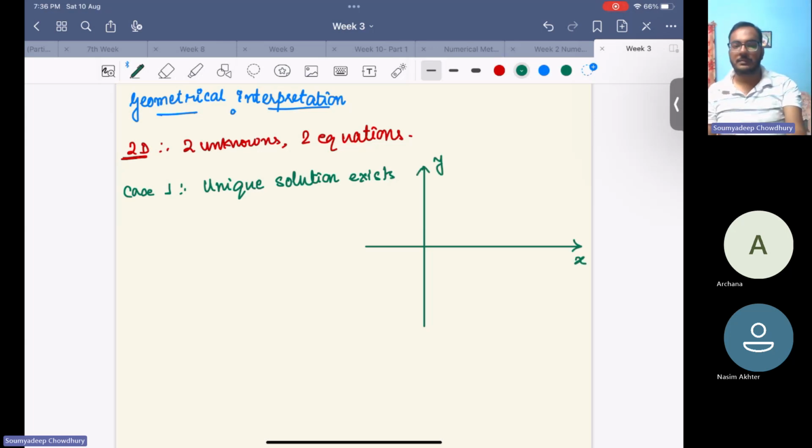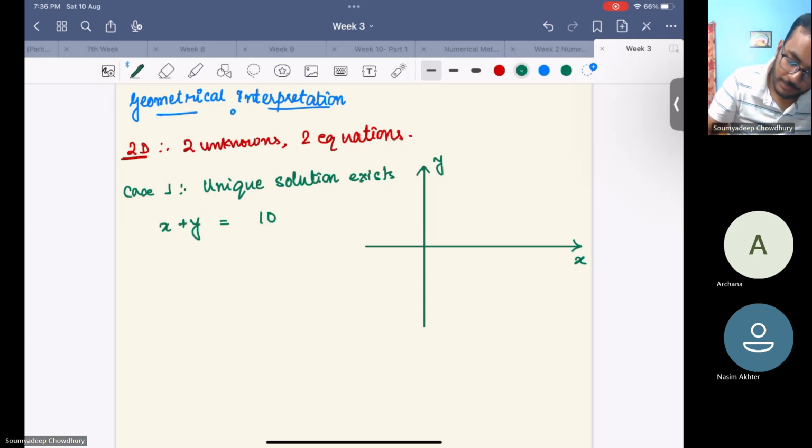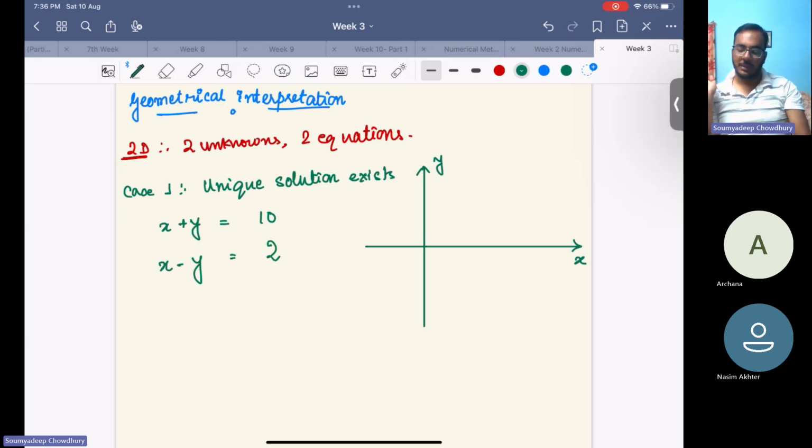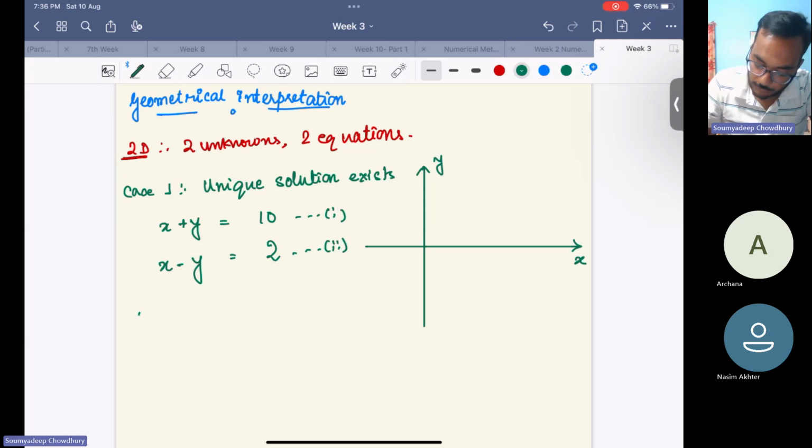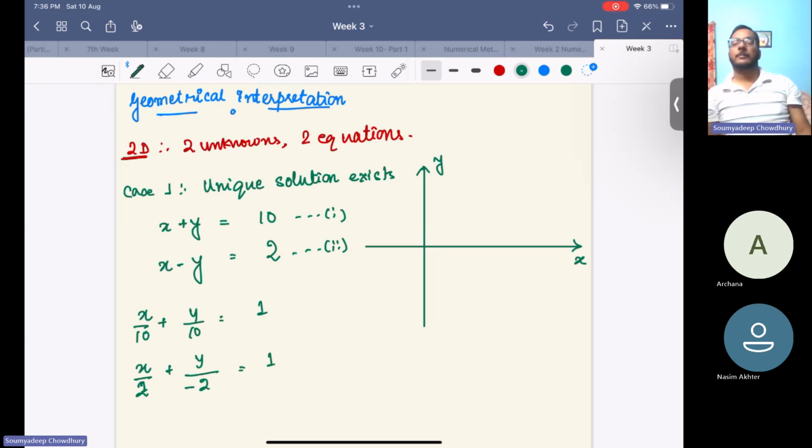So unique solution means basically, suppose there are two equations, right? x plus y equals to 10 and x minus y equals to 2. So if you plot these two equations, I told in the last class how to plot two equations, right? So we can write the first equation as x by 10 plus y by 10 equals to 1. And second equation we can write x by 2 plus y by minus 2 equals to 1. So if you get any linear equation, just convert it into x by a plus y by b equals to 1, and then you can plot.